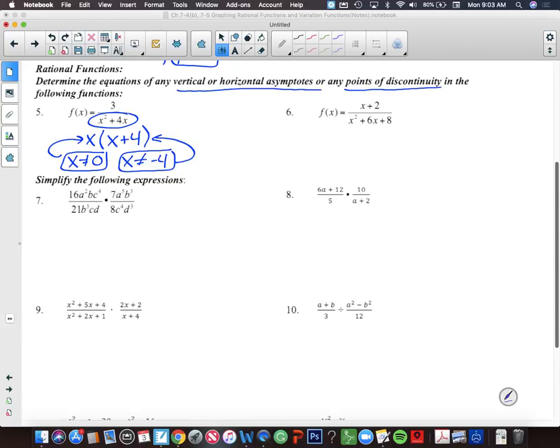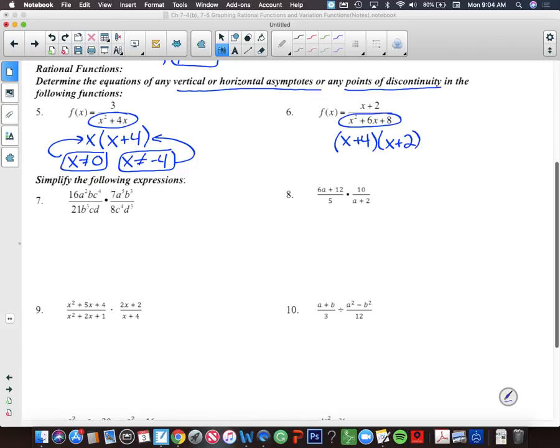So there are 2 asymptotes for this one. You got an x equals 0 asymptote and an x equals negative 4 asymptote. Okay, so same thing over here. We're going to factor the denominator. So I need 2 numbers to multiply to give me 8 and add to give me a 6. So that's x plus 4 and x plus 2.